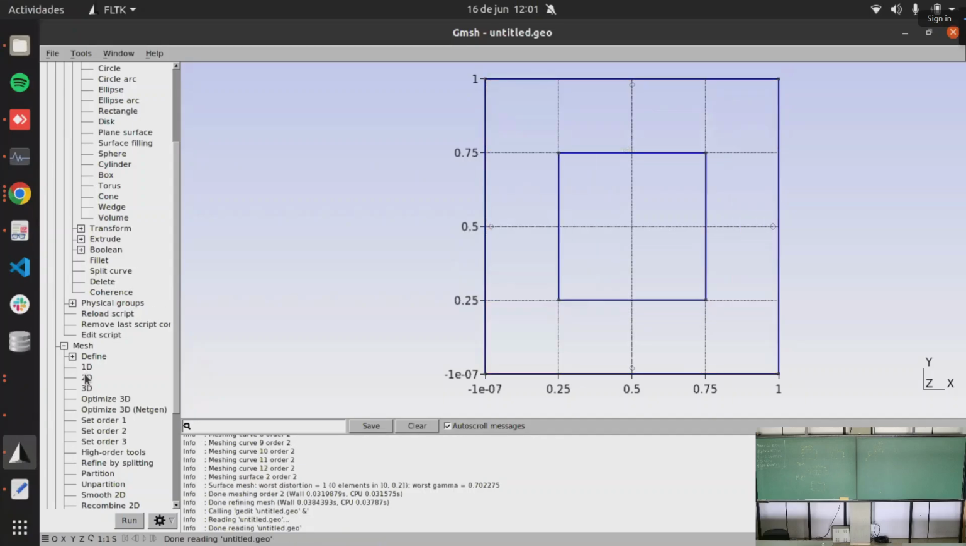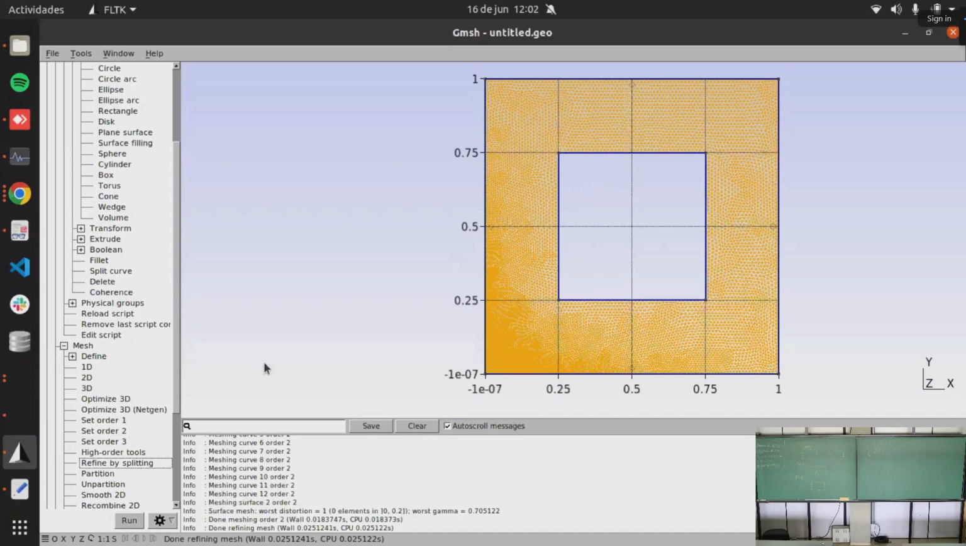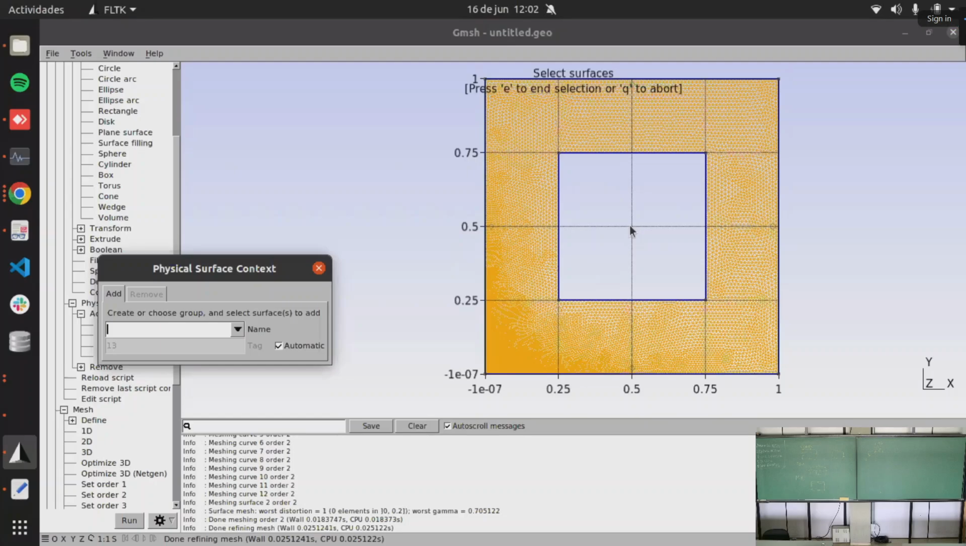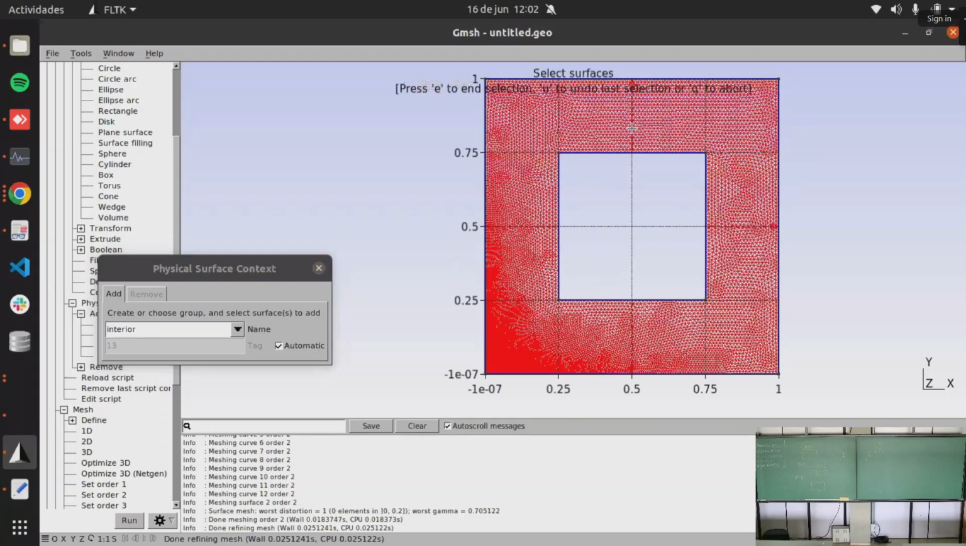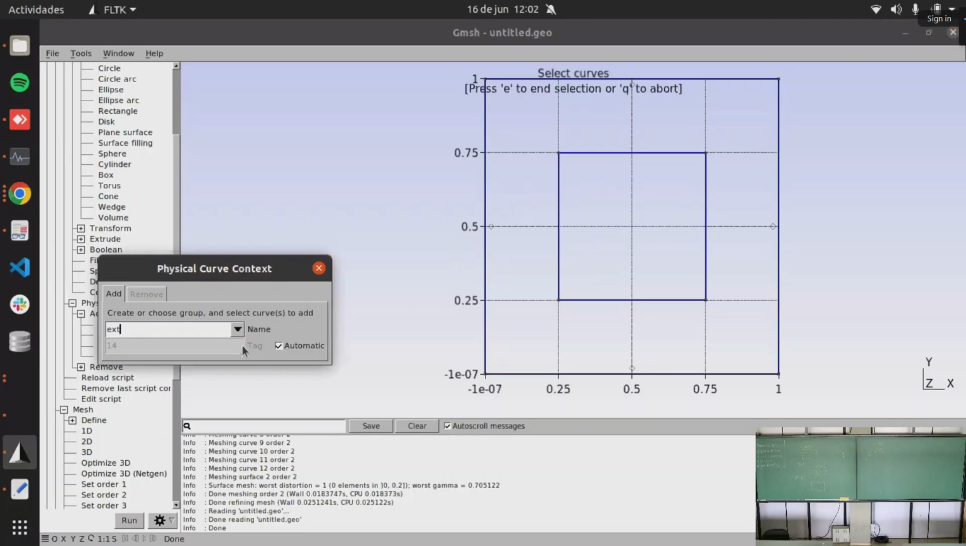And after that, I have the square. If I want to give information about the boundary, because I want to impose the Neumann condition or Robin condition, I have to set the physical groups. I have to add the surface, that will be the interior of the domain, and the curves like this. The exterior region will be this and this.